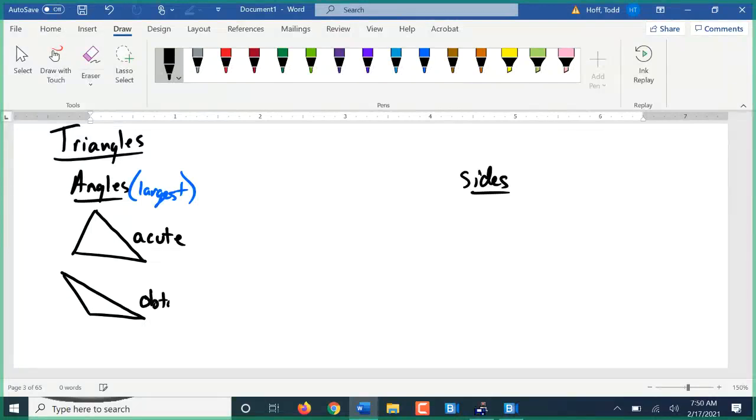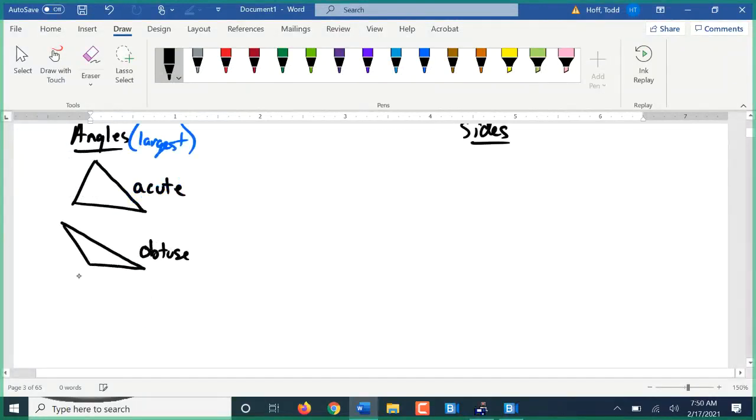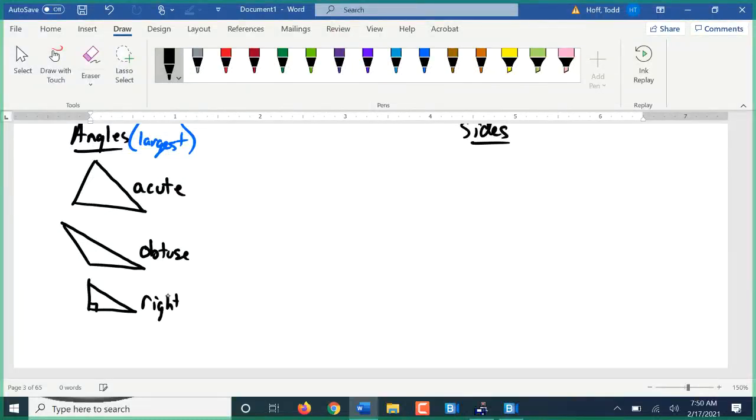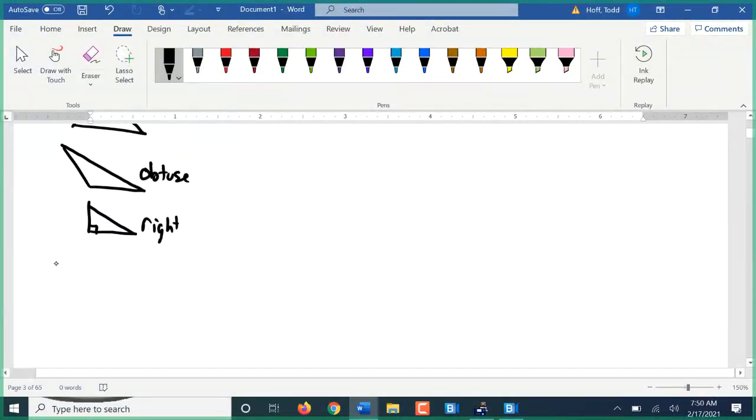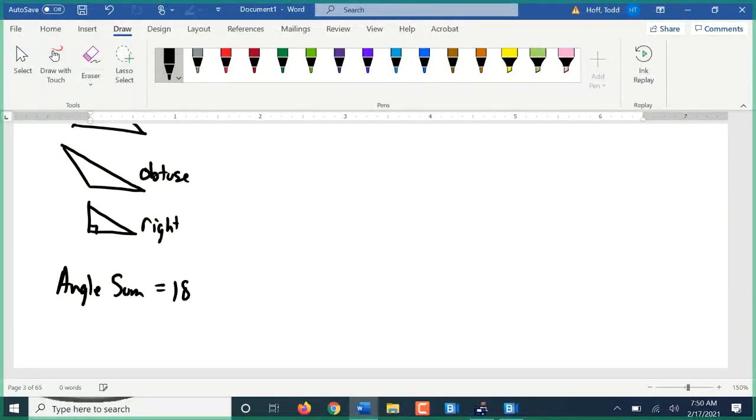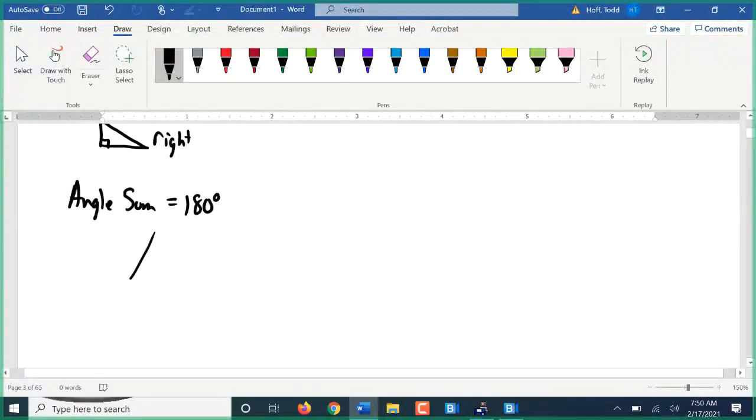And of course, this one is called the right triangle. If one of the angles is a right angle, that has to be the largest angle, because we know that the angle sum of a triangle is what? 180 degrees. All three angles of a triangle have to add up to 180.